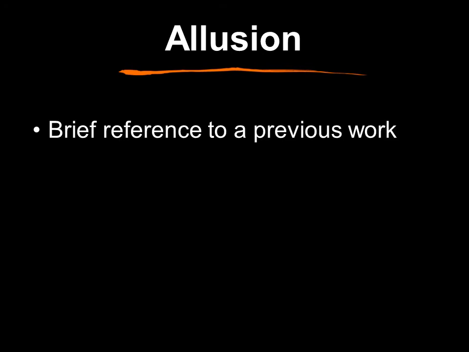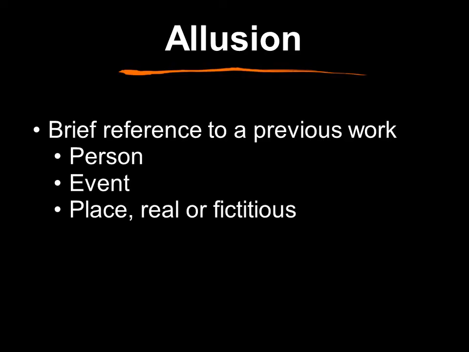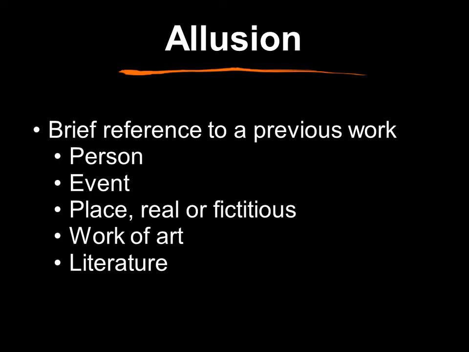An allusion. An allusion is a brief reference to a previous work. It can be a reference to a person or an event, a place, either real or fictitious, which means not real, a work of art, or even another piece of literature.